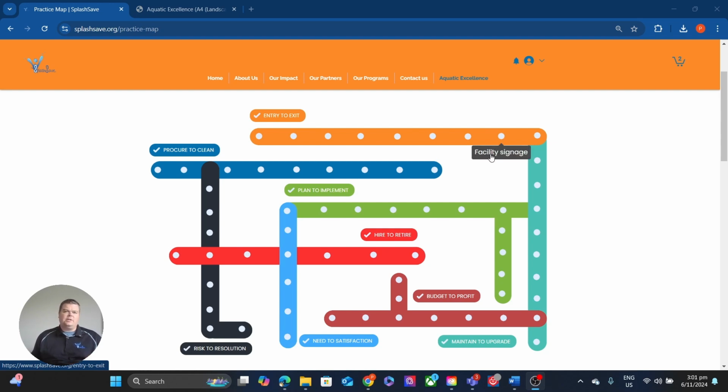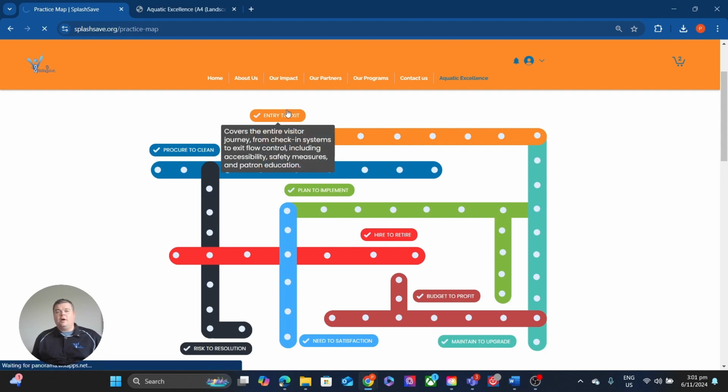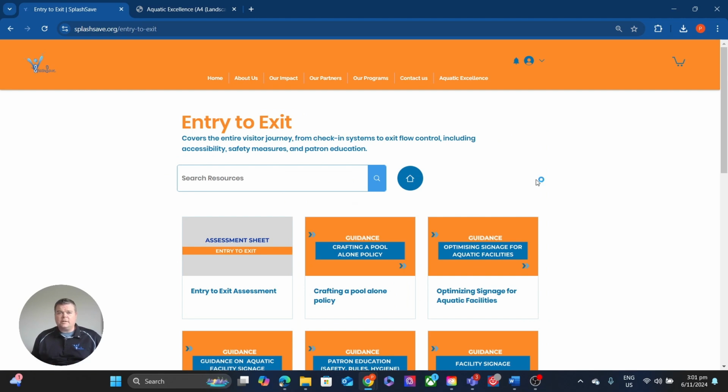What sort of signage do you have in and around the facility? And this tool's got some really good guidance and templates that you can use to deliver on better signage and also increase patron education as well. So making sure that the patrons that are using the facility are following the rules and making sure that they are keeping themselves safe throughout the entire time.